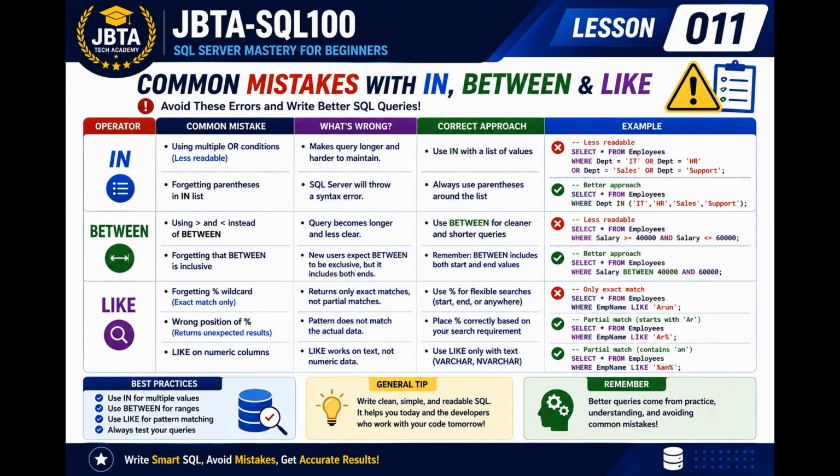Now let's look at the like operator. A very common mistake is forgetting to use wildcard characters. If you write like followed by an exact value without any wildcard characters, SQL Server behaves almost like an equality comparison. To perform a pattern search, you need to use the percent symbol or the underscore wildcard. Another mistake is placing wildcard characters in the wrong position. For example, placing the percent symbol only at the beginning, only at the end, or on both sides produces completely different search results. Always think carefully about what you're trying to match before writing the pattern.